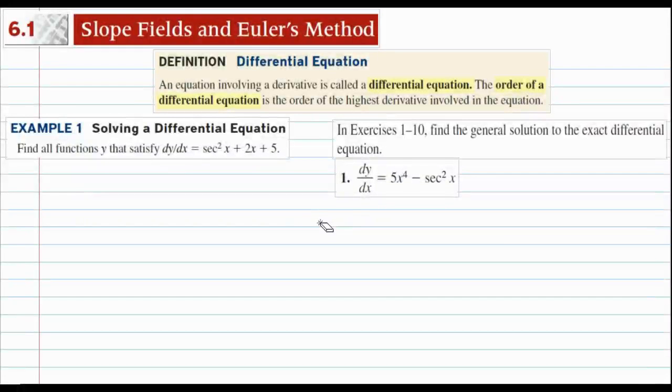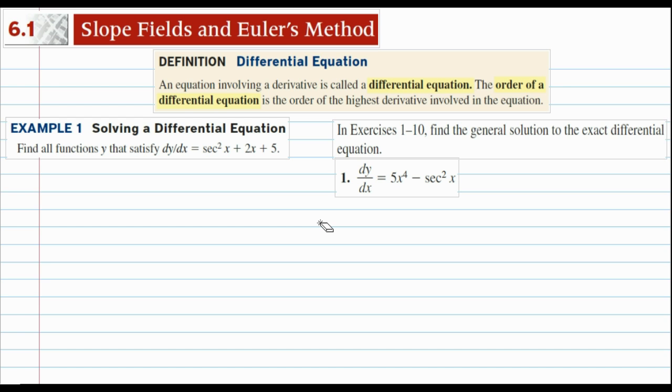This is the screencast for section 6.1, example 1, solving differential equations, and we're going to use those to create slope fields and use Euler's method. In this chapter, you're also going to learn how to take integrals by hand, antiderivatives by hand, in a more detailed fashion to get an exact answer, an exact area under the curve.